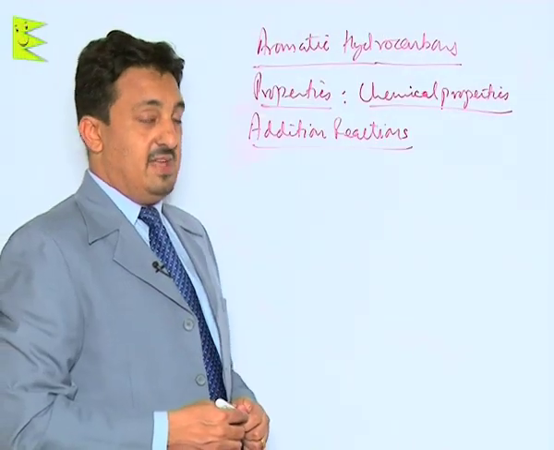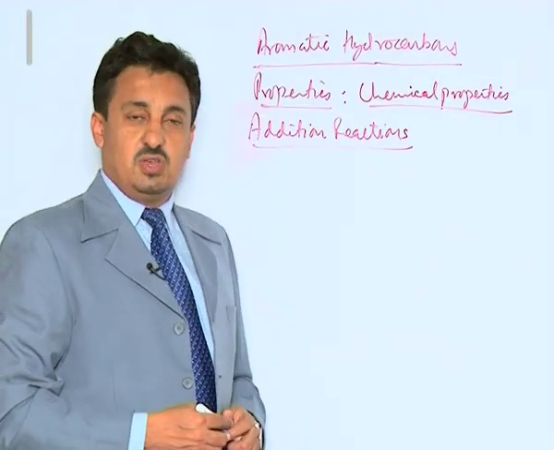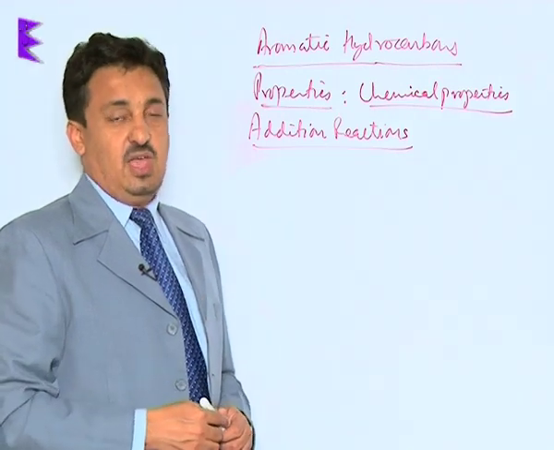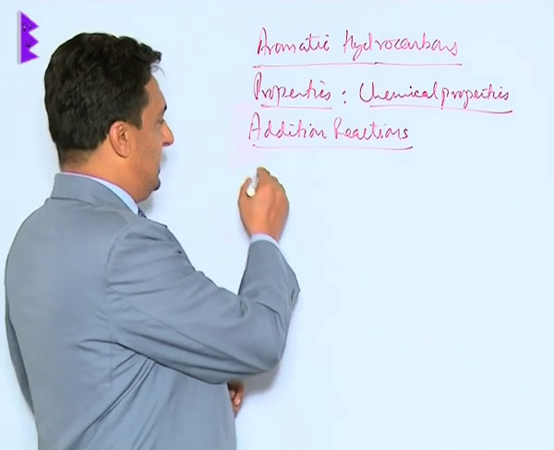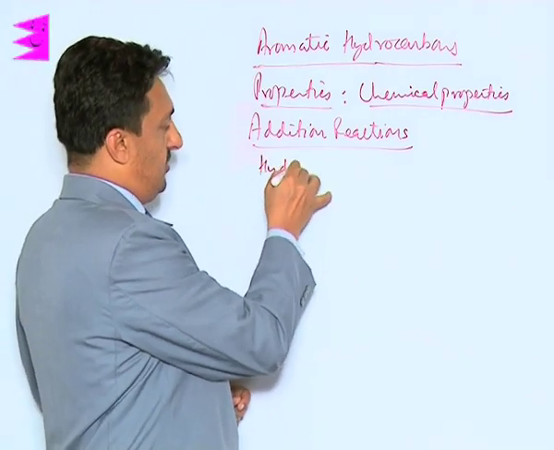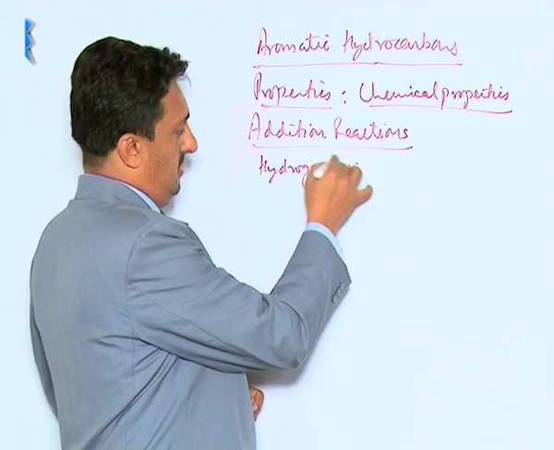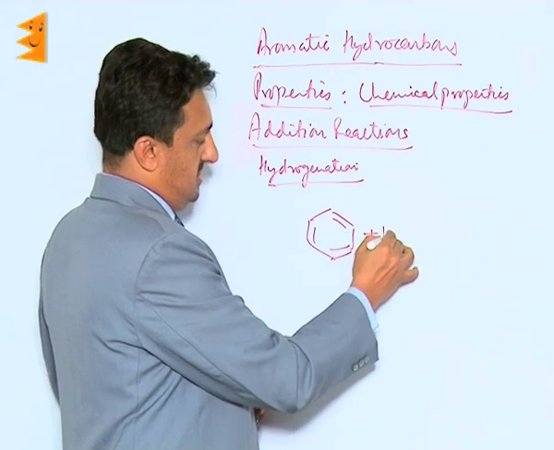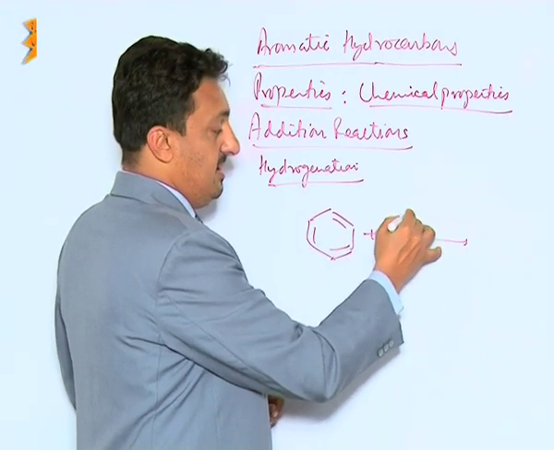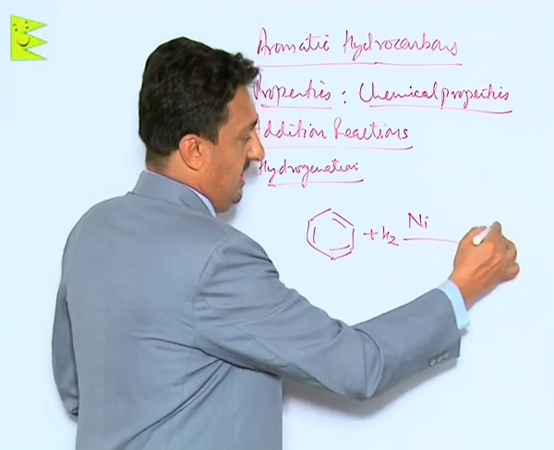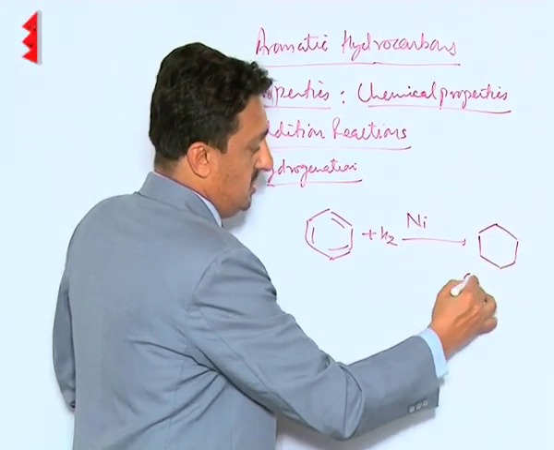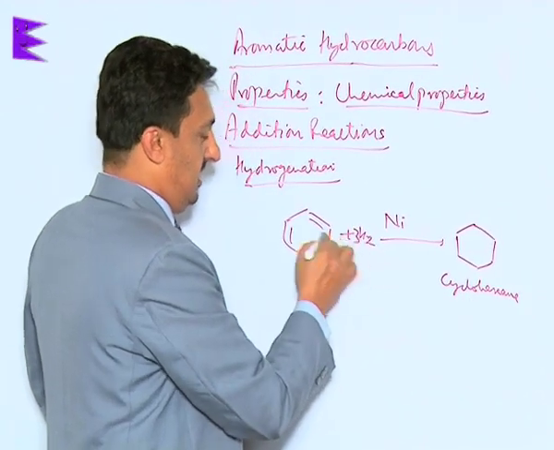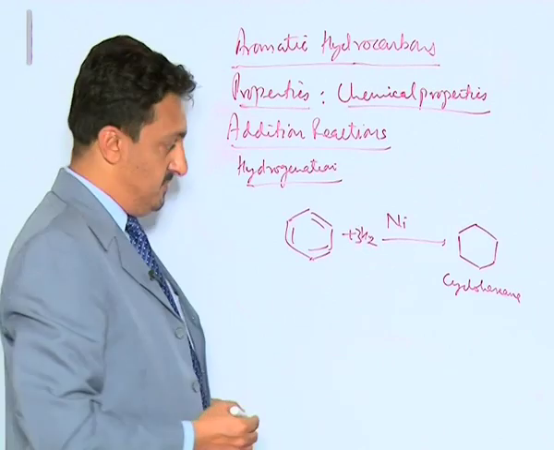The aromatic hydrocarbons show addition reactions, but under drastic conditions, extreme conditions of very high temperature, pressure, and even presence of catalyst. Let us see the hydrogenation. Yes, when benzene is reacted with hydrogen at a very high temperature and pressure in presence of nickel, it gets converted into cyclohexane. That's the most important thing, and 3 molecules of hydrogen get consumed.